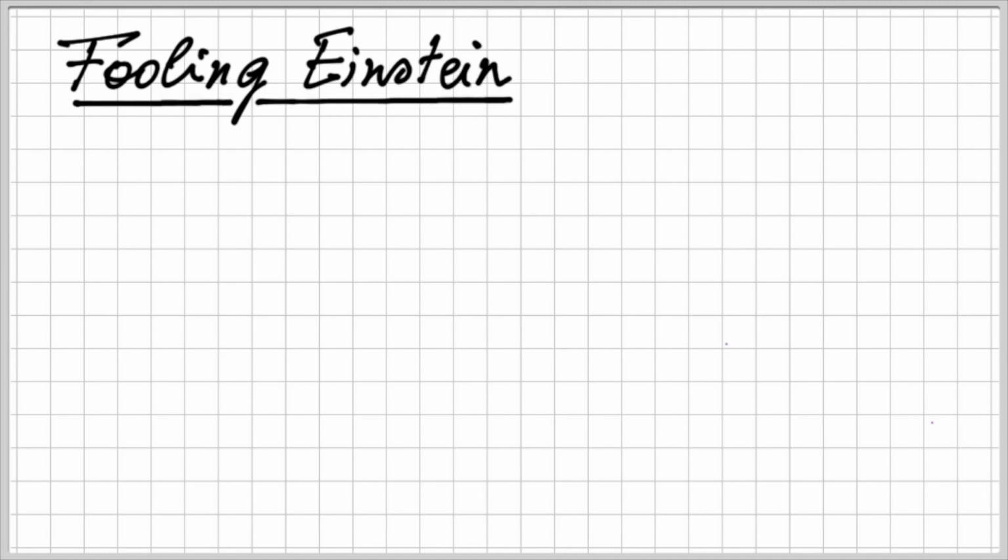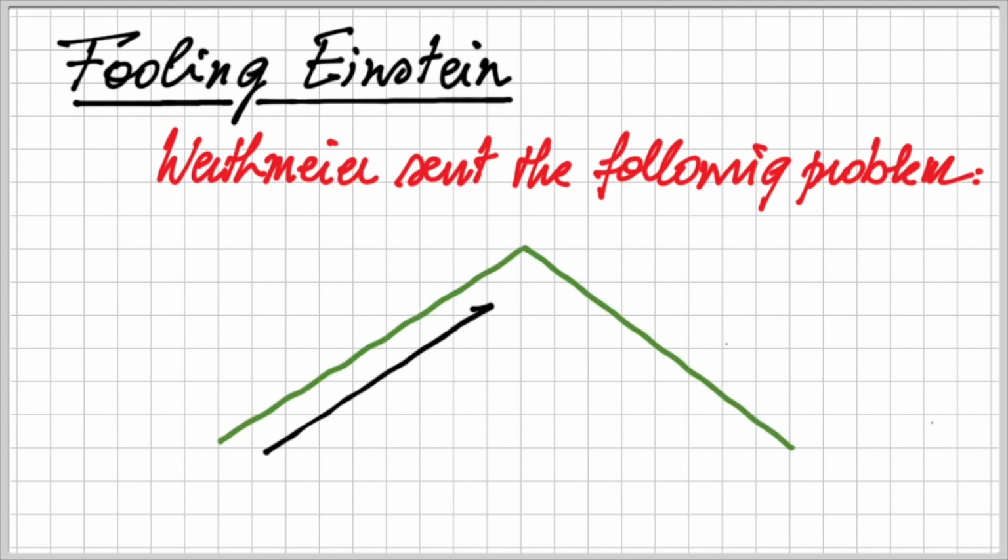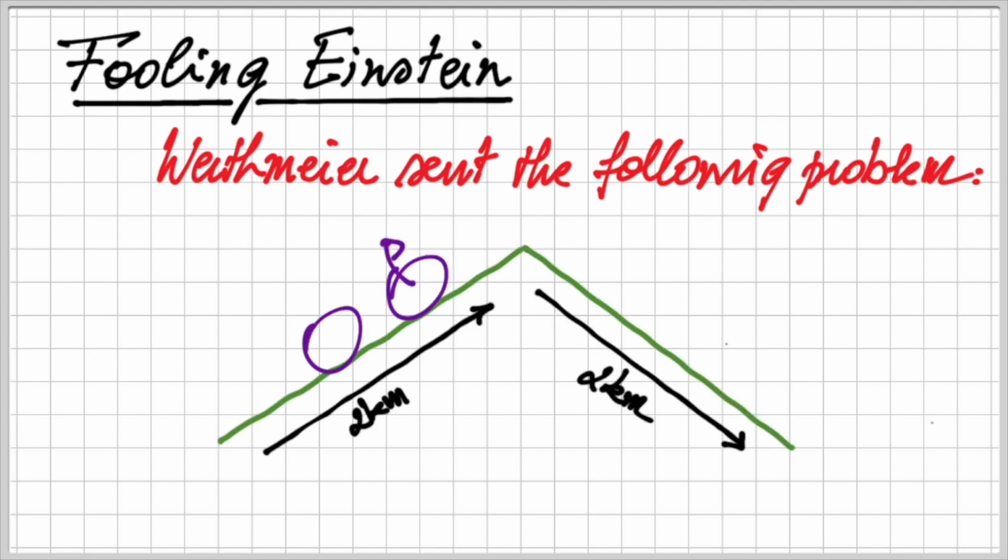Now let's have a look. What was this problem, and how did the friend of Einstein, Wertheimer, do this? He sent some problem to Albert Einstein and to some of his friends, and it's a very simple example.